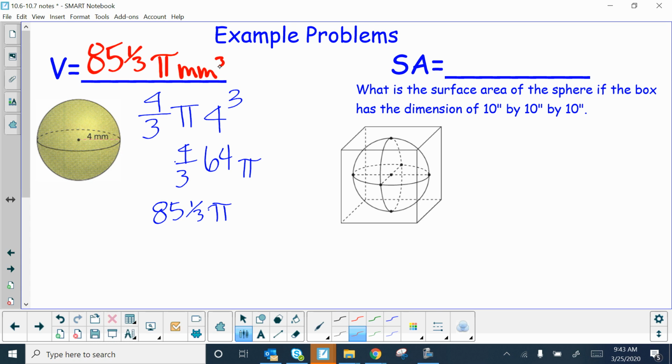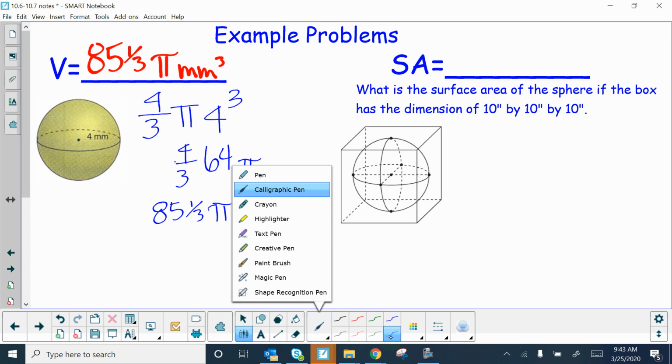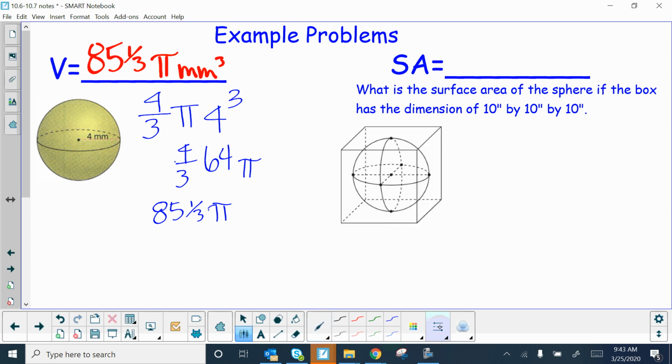So let's go to this next one. This next one, we're finding the surface area. SA always stands for surface area. So it says, what is the surface area of the sphere in the box, if the box has the dimensions of 10 by 10 by 10? So that's 10, and the depth is 10. Well, you see these little points right here. Let me highlight those in yellow. These points right here, those are on the edge of the box. So anytime you see that right there, those are on the edge of the box.